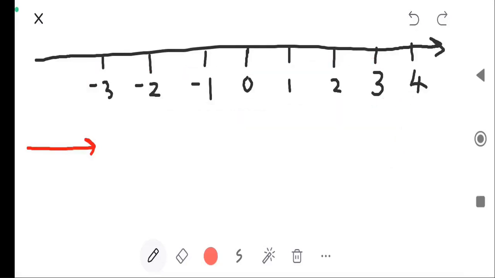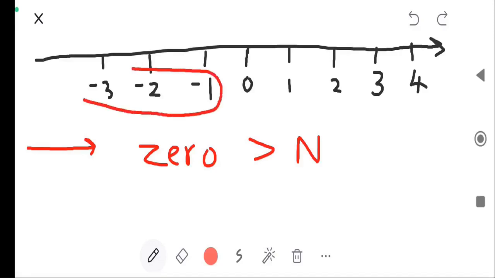From this explanation, we can say that 0 is greater than all negative integers. I use n to represent the negative what? Integers. But why is 0 greater than all the negative integers? Because 0 comes after all these negative integers on the number line.